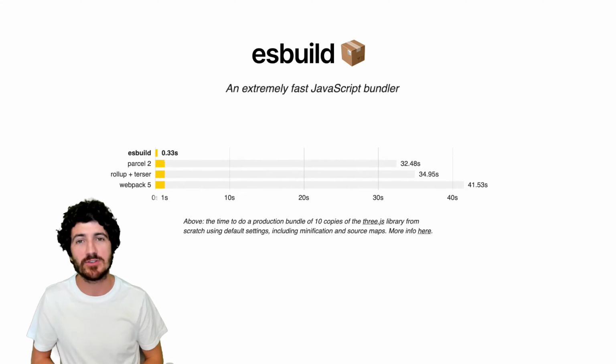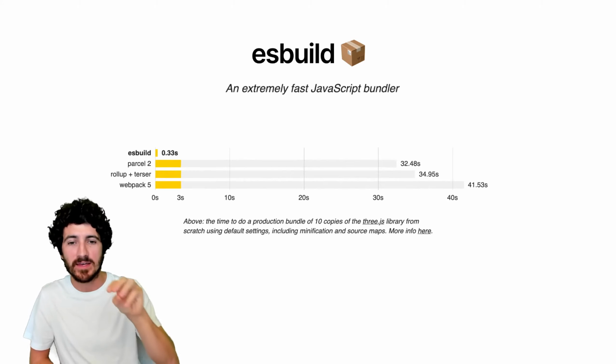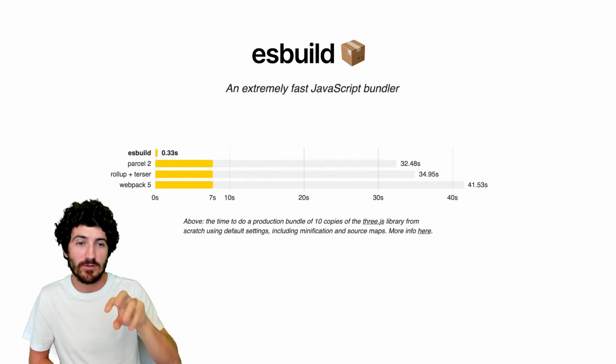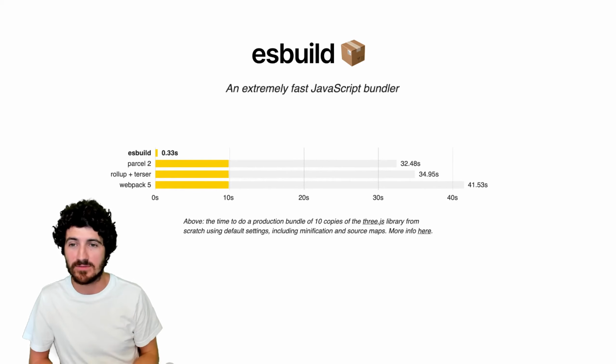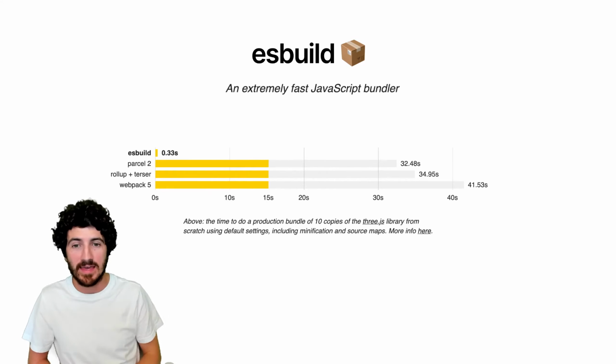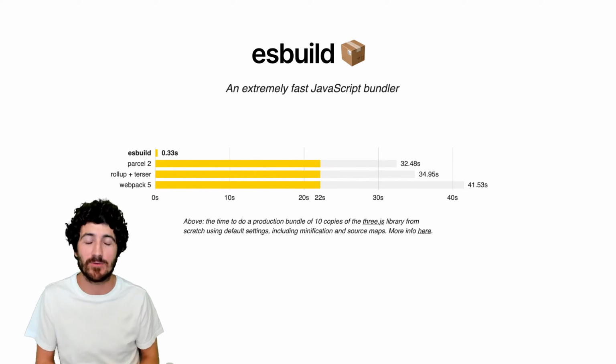If we see this animation, ESBUILD seems to build 10 copies of the three.js library a lot of times, I think 10 times faster than other libraries such as Parcel, Rollup, and Webpack. ESBUILD is really fast, and we're going to see it today.